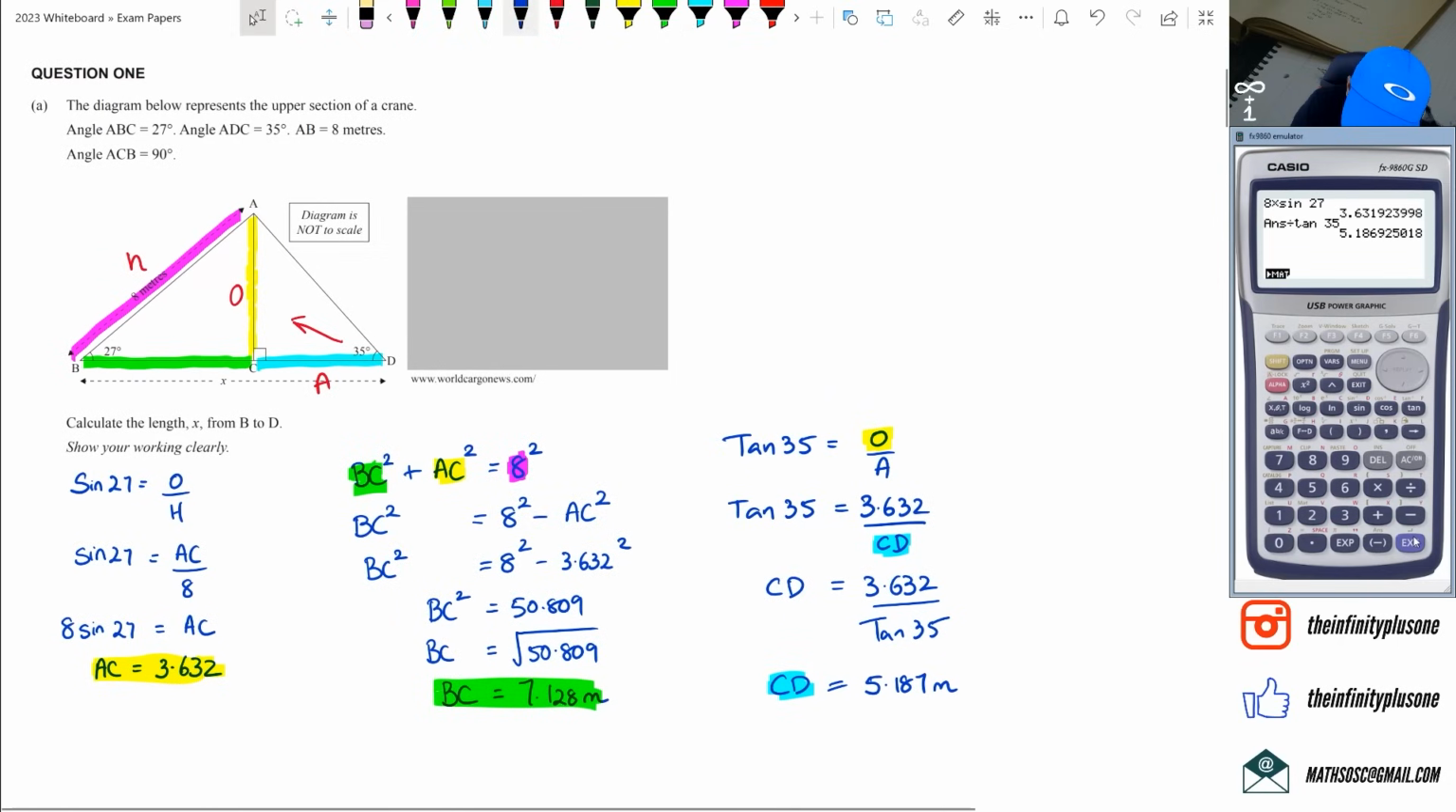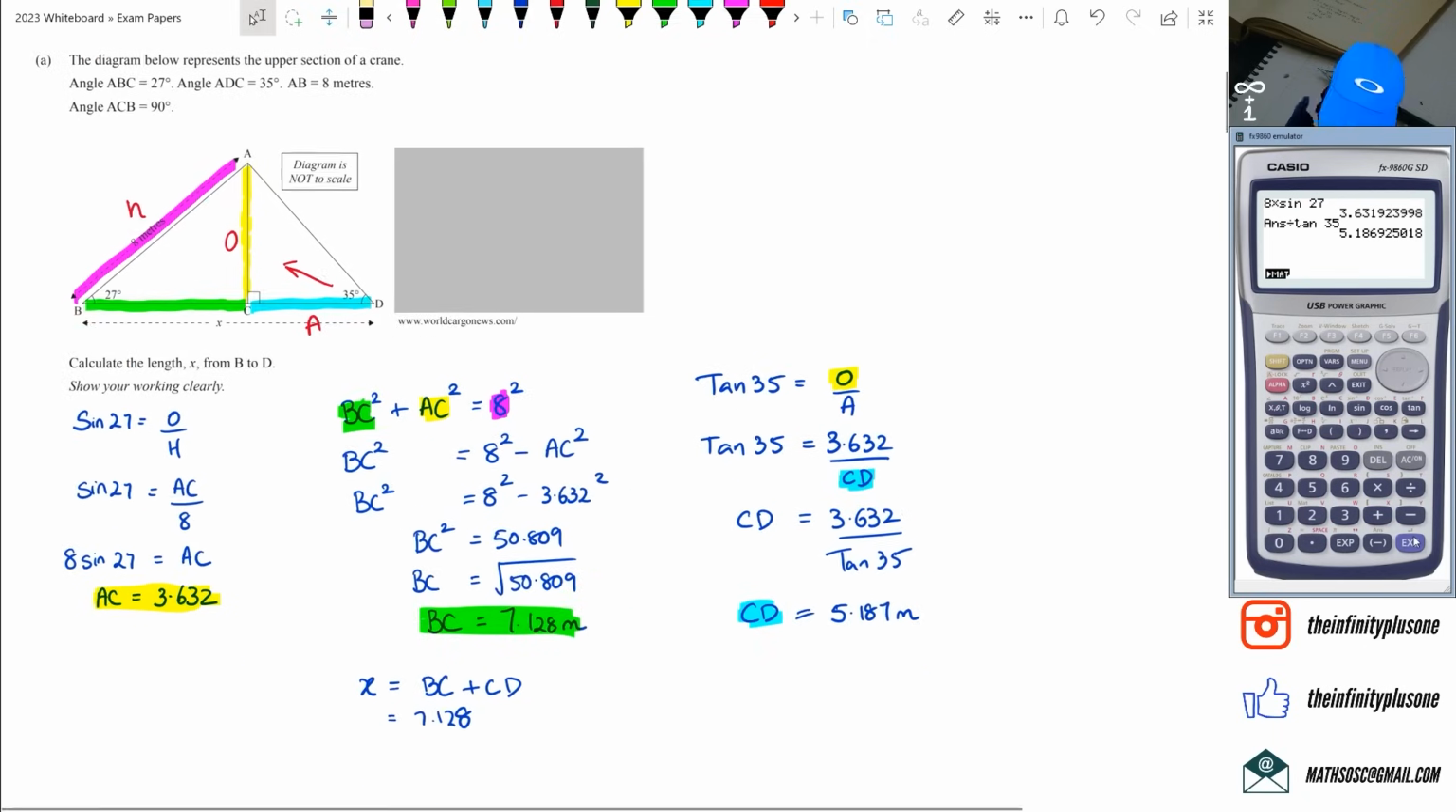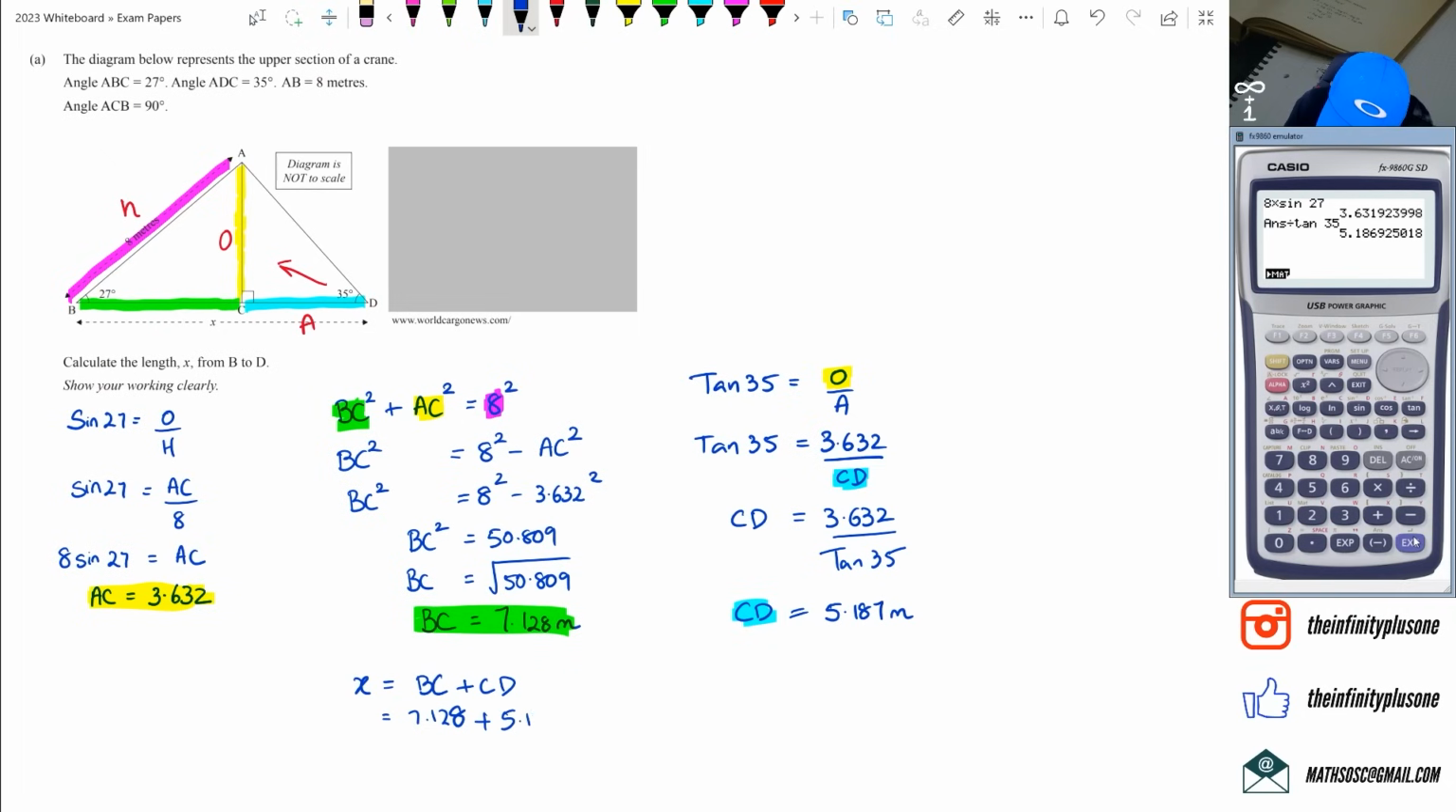If you look at it, X is equal to BC plus CD. So I've got 7.128 plus 5.187, which gives me 12.315 meters. Grades-wise, the final answer will get you a merit grade.